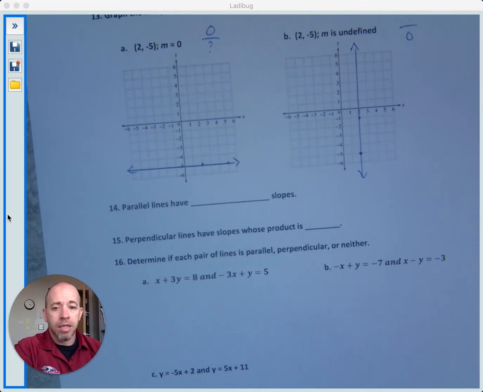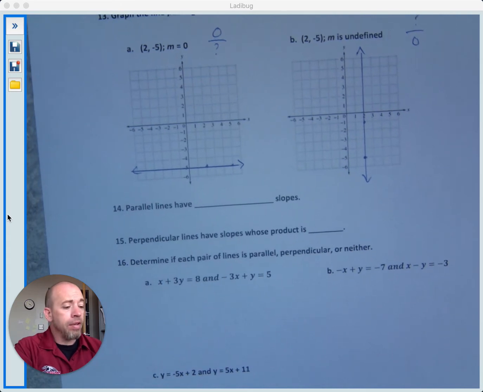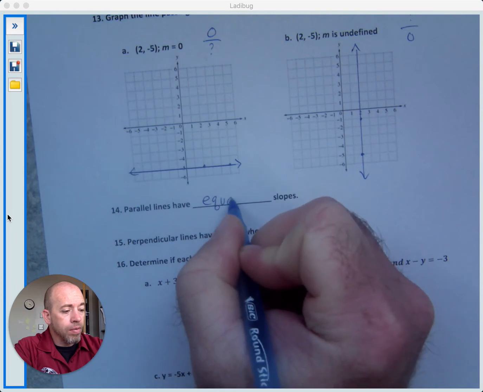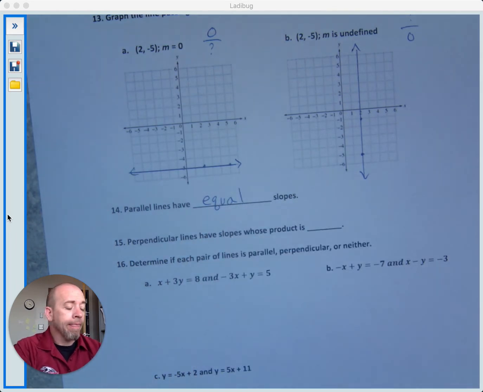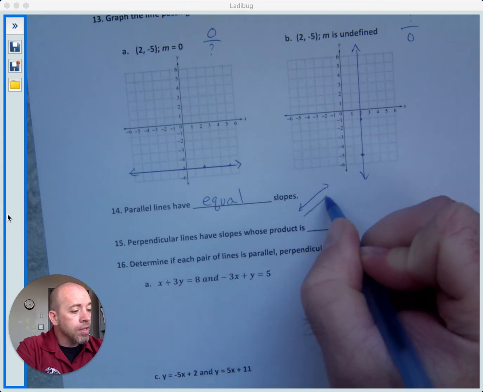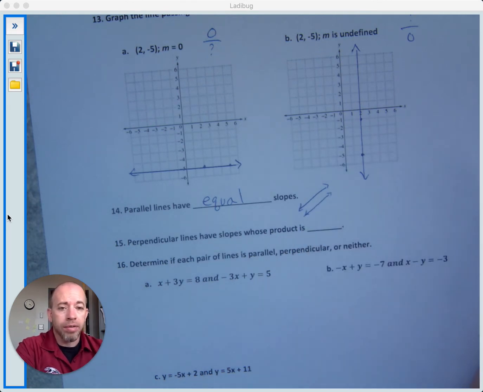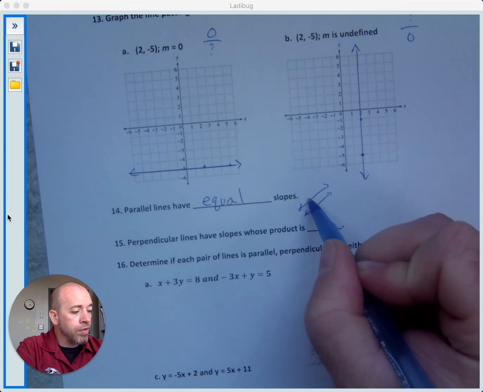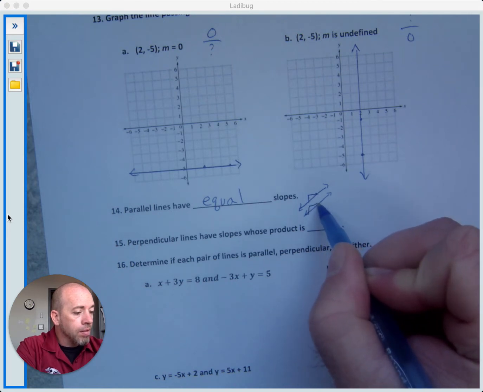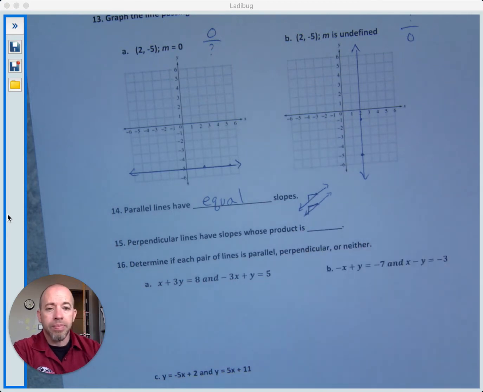Parallel lines, as far as slopes go, they have equal slopes, right? And if you think about parallel lines, that means they never touch each other, right? So we have two parallel lines. If you think about that, would they have the same rise and run? Well, yeah, they would, right? We rise so far from one point to another point, and we run so far, and that would be the same. The rise and the run would be the same on a parallel line.